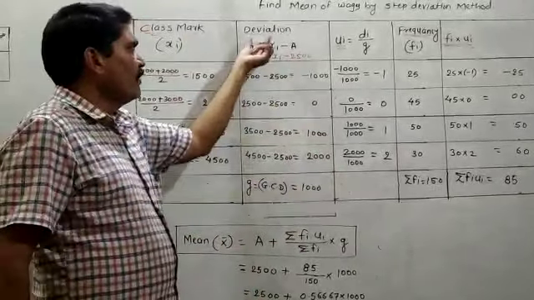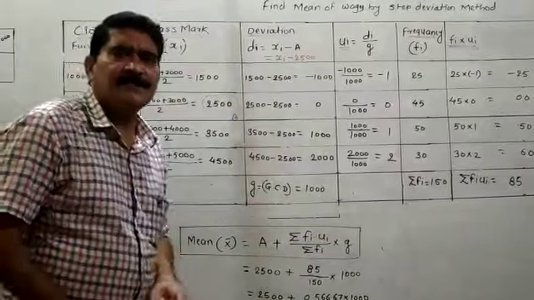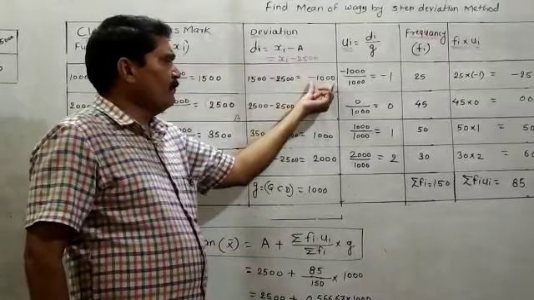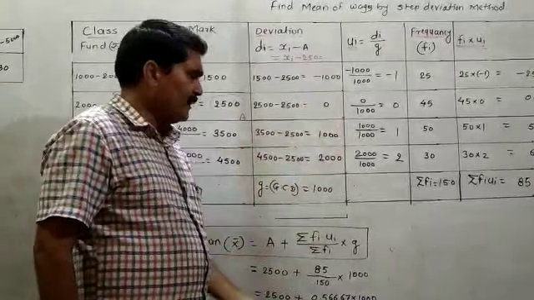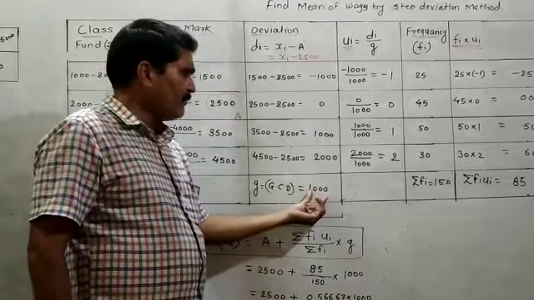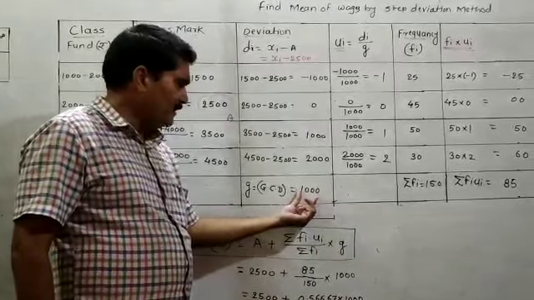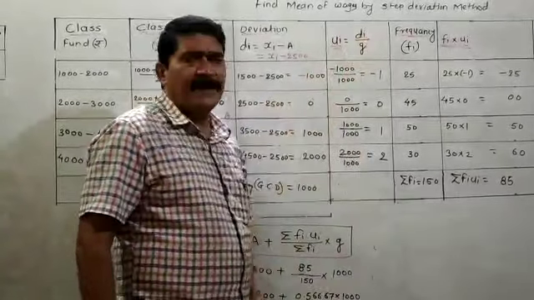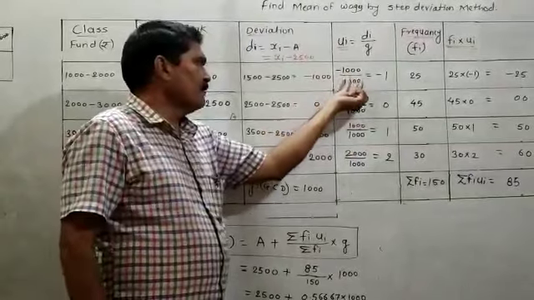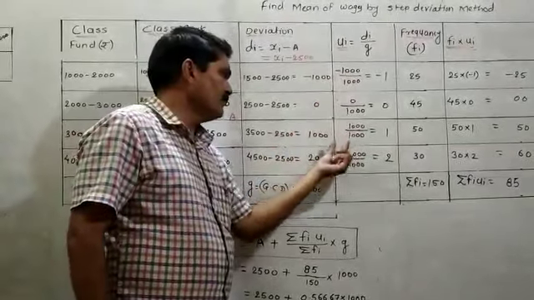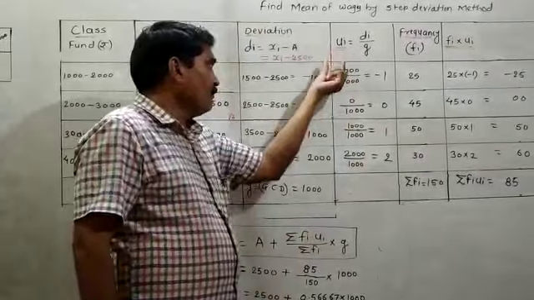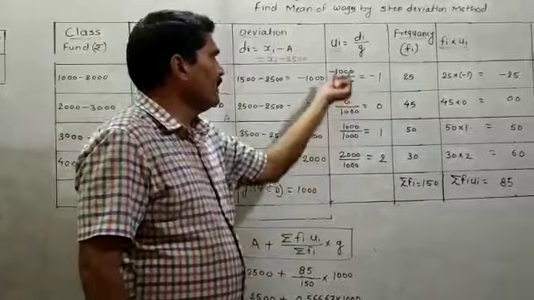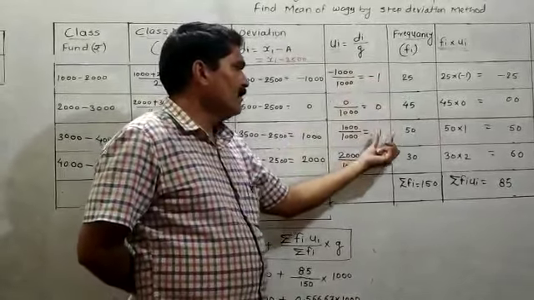From this deviation di, you have to find g. g means greatest common divisor. What is the greatest common divisor of minus 1000, 0, 1000 and 2000? The greatest common divisor is 1000, so g is equal to 1000. Now you have to find ui. ui is equal to di upon g: minus 1000 upon 1000, 0 upon 1000, 1000 upon 1000 and 2000 upon 1000. Each and every di you have to divide by g. At that time we get ui equal to minus 1, 0, 1 and 2.